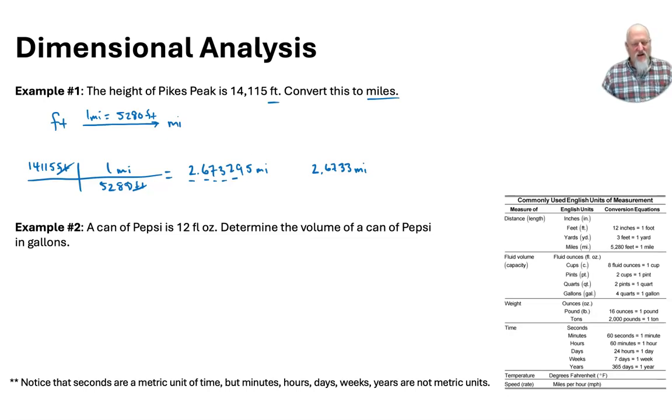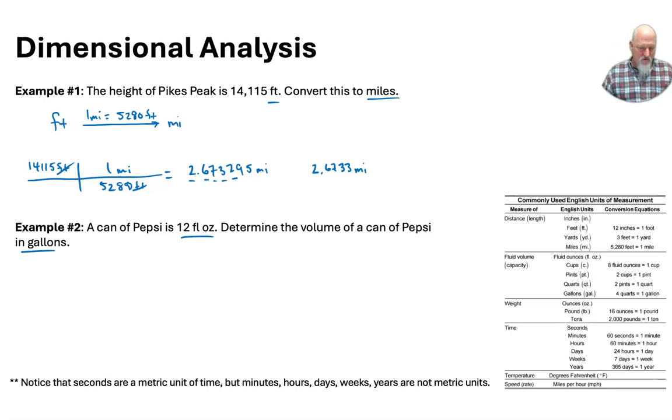Second one, a can of Pepsi is 12 fluid ounces. Determine the volume in gallons. Okay, this is a volume, so it's over here. Ounces and gallons, both English units. So we're going to use just this table of English conversions. So we can see that I've got ounces, and 8 ounces is a cup, 2 cups is a pint, 4 pints is a quart, and 4 quarts is a gallon.